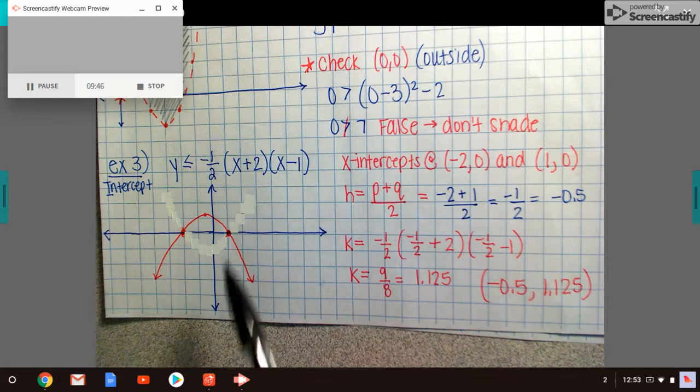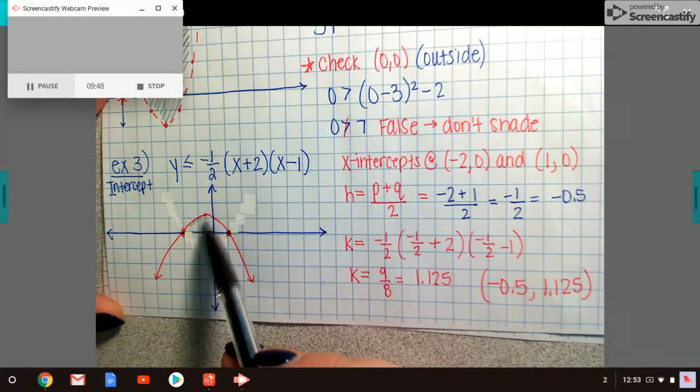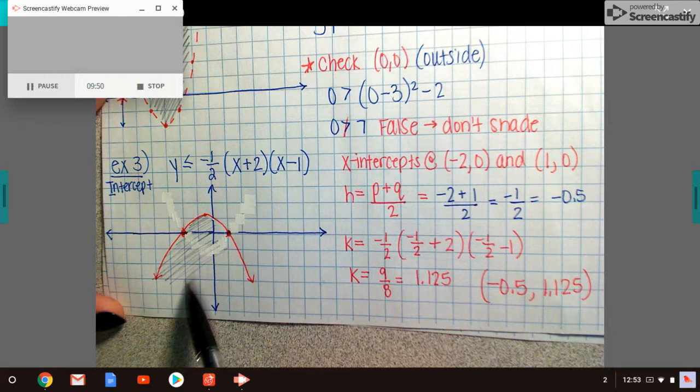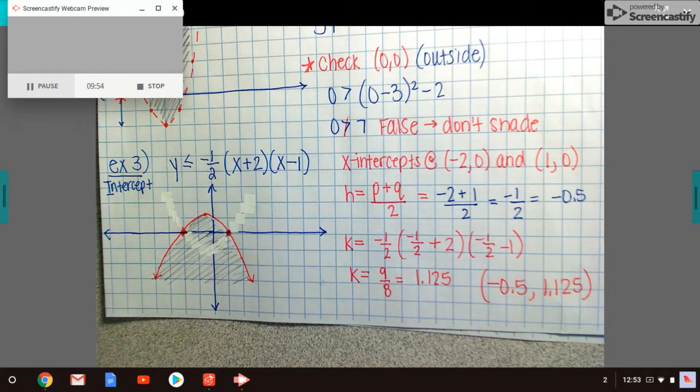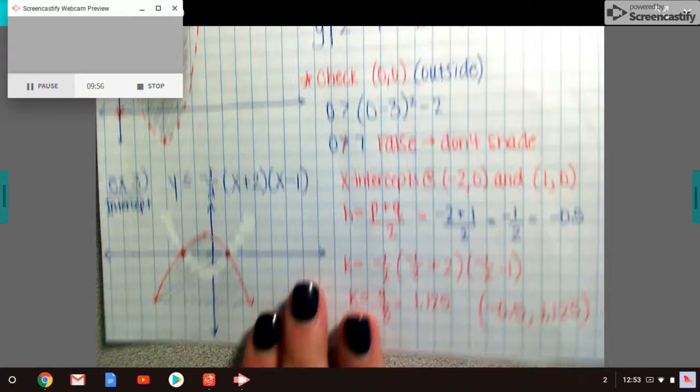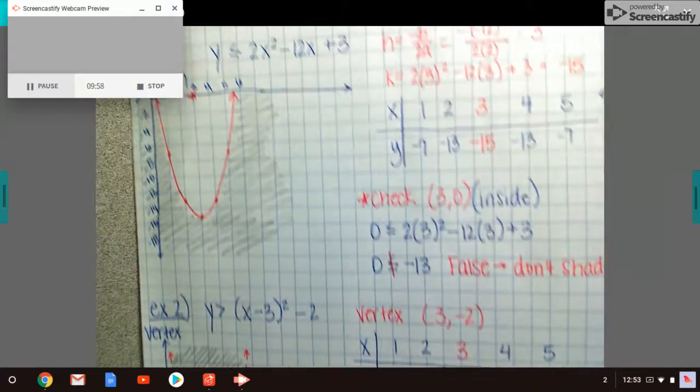And lastly, after we plug those points in, if I were to check (0, 0), it would give me a true statement. So I'm going to shade below. Sorry, I went a little fast for that last example, but I hope these look good. So it's normal graphing, except lastly, we're looking at shading by plugging in a point.